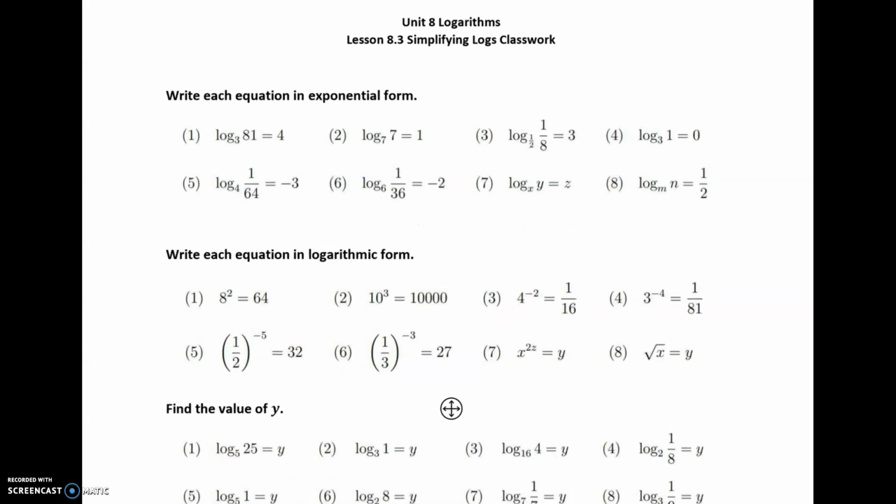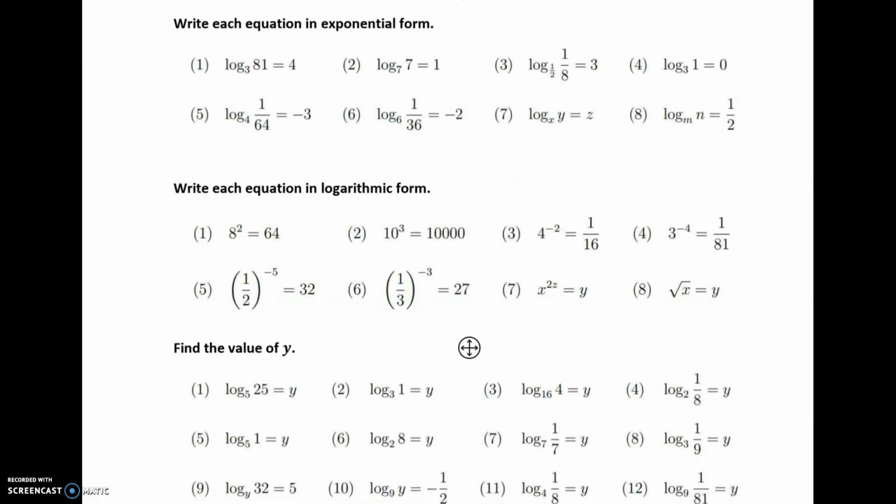Good morning. So today you're going to do a classwork assignment from Lesson 8.3 where we are learning how to simplify logs. So I thought I'd do a problem or two from each section so that you feel good about this classwork assignment. In the first section, it says to write each equation in exponential form.